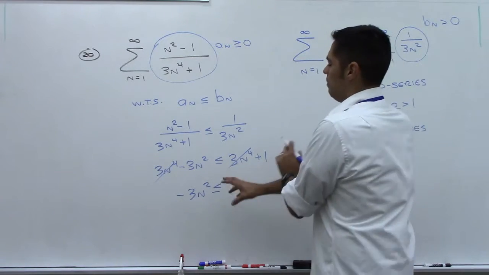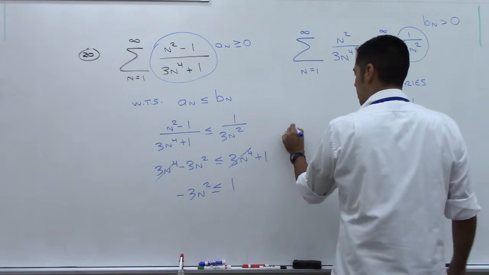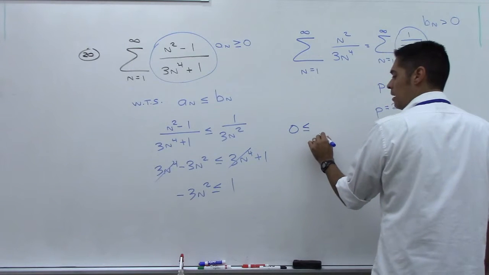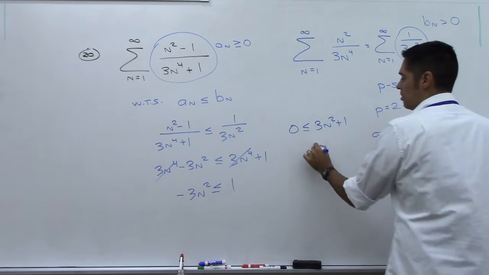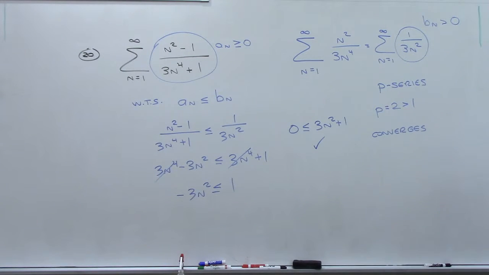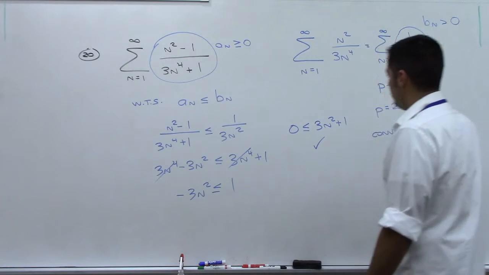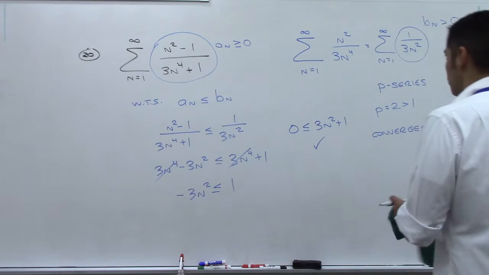You could just move this to the other side. You get 0 on the left side. On the right side, you get 3n squared plus 1. And this is always true, as long as n is a positive integer, we're good to go. So we've shown that it compares, so we're ready to draw our conclusion.